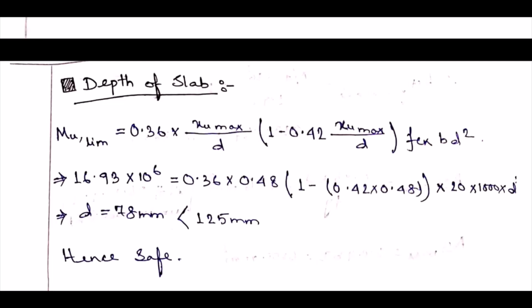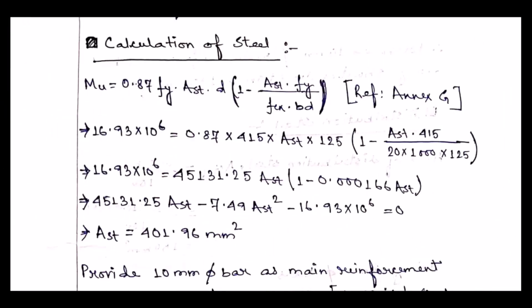This d value is unknown here because this is the required depth. So from this equation we can find out the value of d, small d, that is equals to 78 mm, which is less than 125 mm, which we have already considered. So the depth is safe, the depth 125 mm which we considered is safe. Now the next step is calculation of steel.